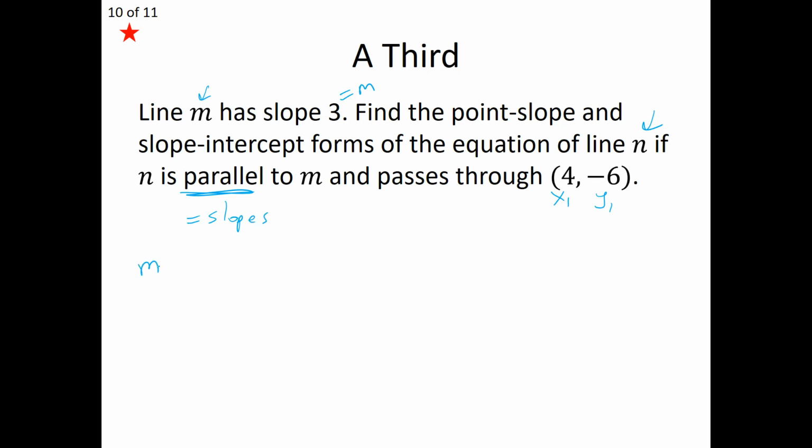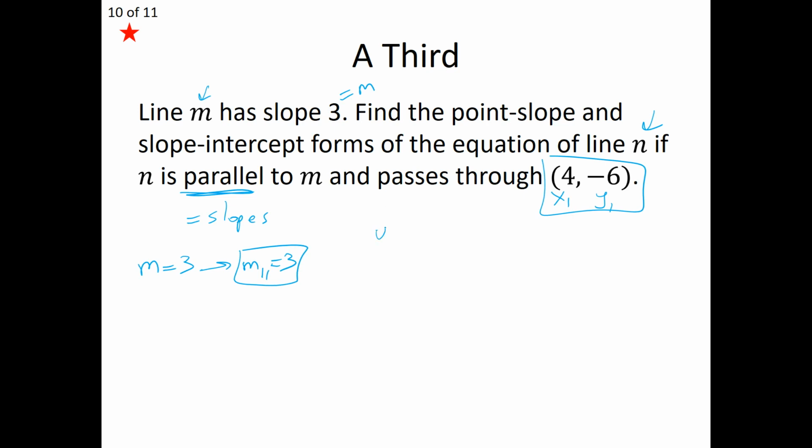So if the given slope of our line is 3, then we know that the parallel slope must then also be 3. So with the slope given and our x and y coordinates over here, we're going to find the point slope form of the line and then the slope intercept form of the line very quickly.